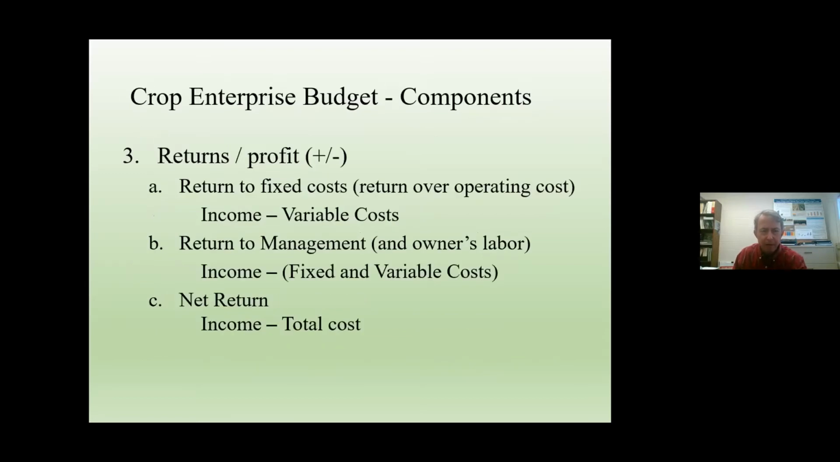And then we have returns, or some measure of profit. We might look at just our return to fixed costs, which is the income over the operating costs. We can look at return to management, which would be income over fixed and variable costs, excluding however we want to value the owner's management and probably some of the labor. And then if we subtract those costs out as well, we can have an estimate of net return, which is income minus total costs.